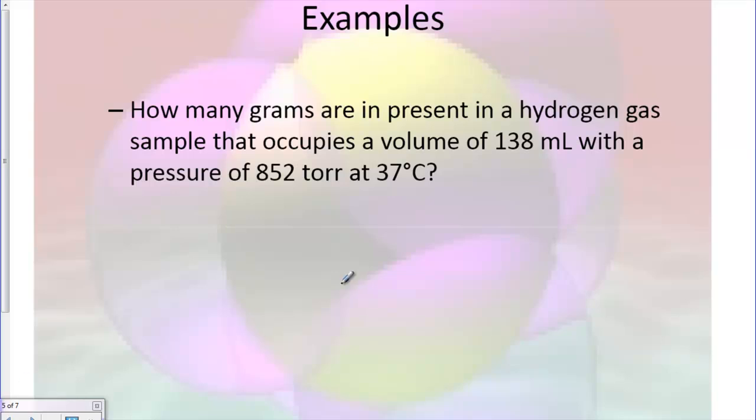All right, first question: how many grams are present in a gas sample that occupies a volume of 138 milliliters? So here's our volume. Of course, we've got to get it from milliliters to liters, which means we're going to move our decimal 3 places this way. So it's really 0.138 liters with a pressure of 852 torr. Now we know to get from torr to atmospheres, which is what we have to be in, we need to divide by 760, which gets us a pressure of 1.12 atmospheres.